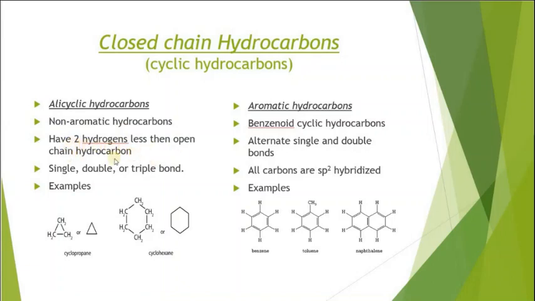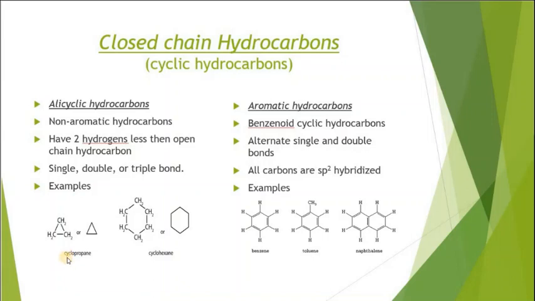They have 2 hydrogens less than the open chain hydrocarbons. Whatever is the number of carbon atoms and hydrogen atoms in the open chain structure, 2 of the hydrogens from that structure become less, and they come in the form of a cyclic structure. They can have single bonds, and they can have double or triple bonds with them.